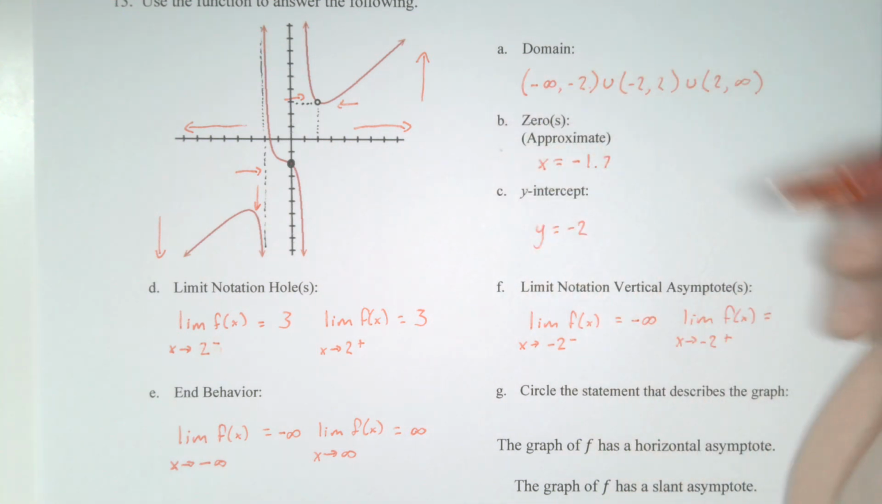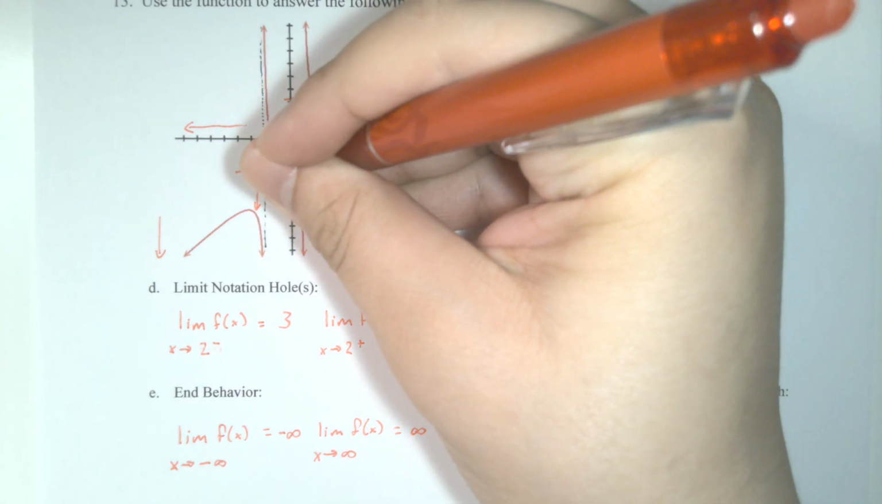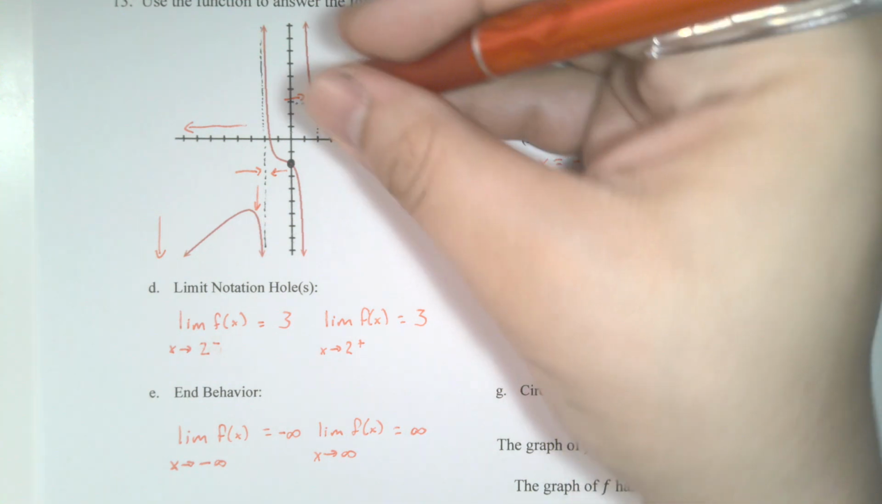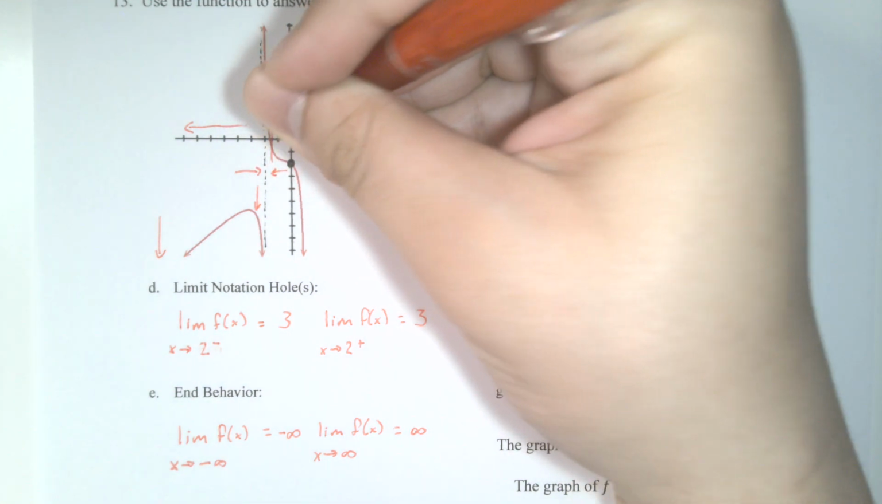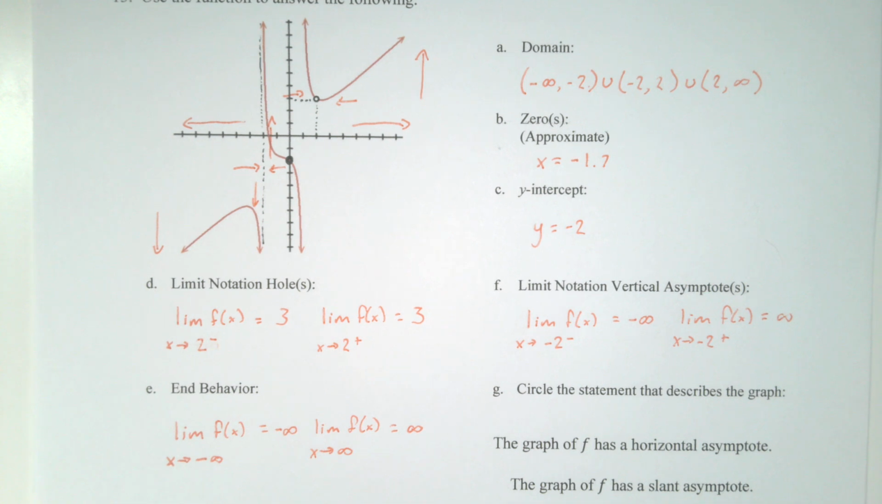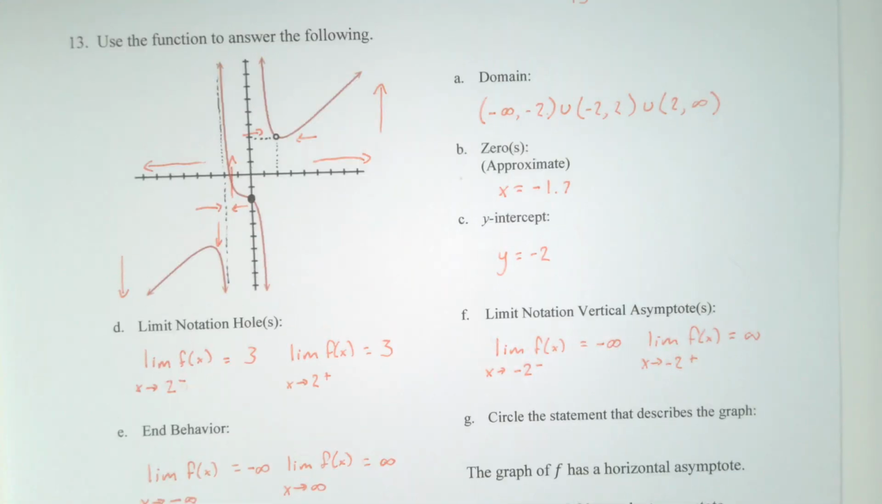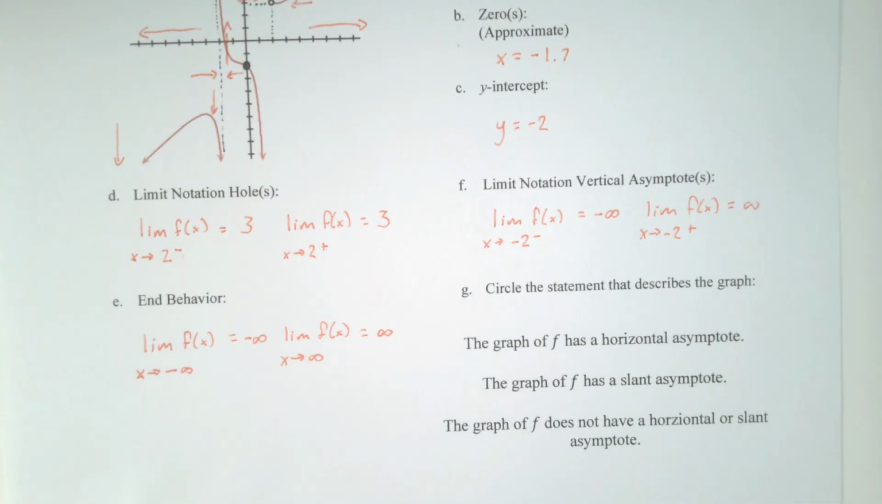And now, what is happening with our y value as x approaches from the right? Well, our y value starts to go up really, really far, up towards positive infinity. And now, I want to circle the statement that describes the graph. Has a horizontal asymptote? No. Has a slant asymptote? Maybe. Does not have a horizontal or slant asymptote.